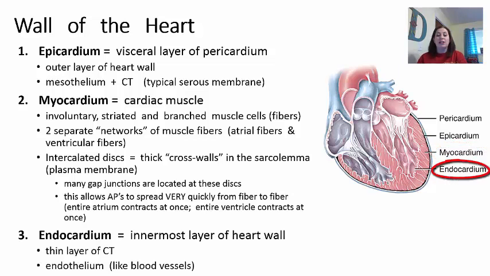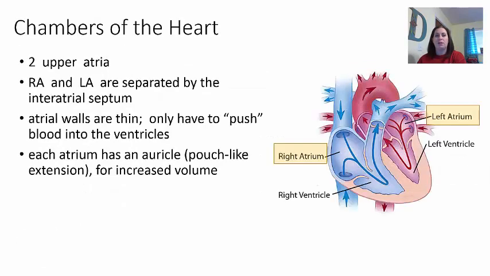The third layer here is called the endocardium. The endocardium is the innermost layer of the heart. Endo means inside, so it's the innermost layer. This is a very thin layer of connective tissue, and the endothelium is going to have a similar structure to our blood vessels. And when we get to the blood vessels chapter, you'll see the similarities there on that innermost lining of the heart.